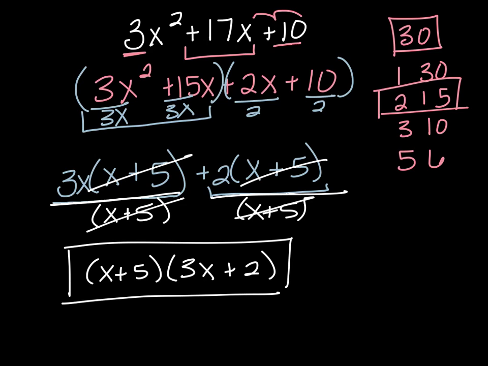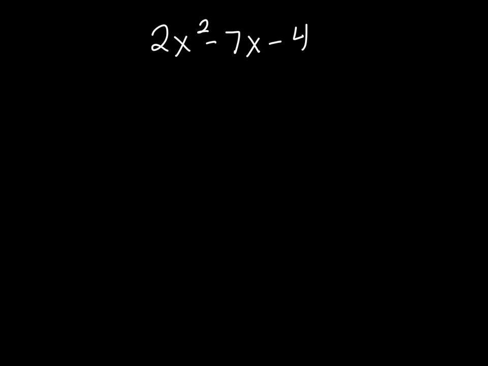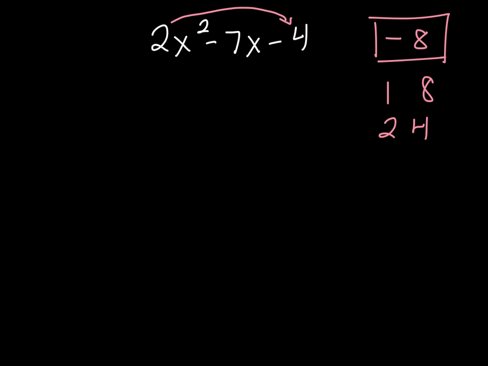Let's try this one more time. I'm going to multiply 2 and 4. When I do that, I get a negative 8. So I need factors of 8: 1 and 8, 2 and 4. That subtract to give me 7. So these subtract to give me 7. And if I need it to be a negative 7, there's my factors.